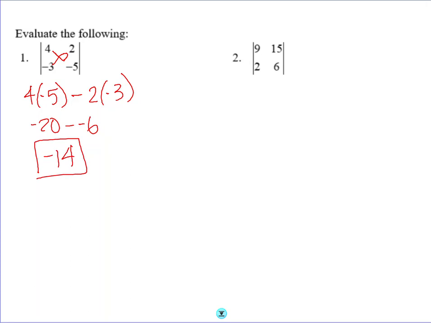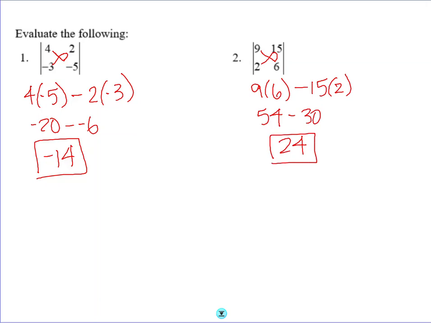If we look at the second example, we want to find the determinant of this matrix. We are going to multiply A times D, 9 times 6, and then subtract 15 times 2. So we get 54 minus 30, which is 24. That's how we find the determinant of a 2x2 matrix.